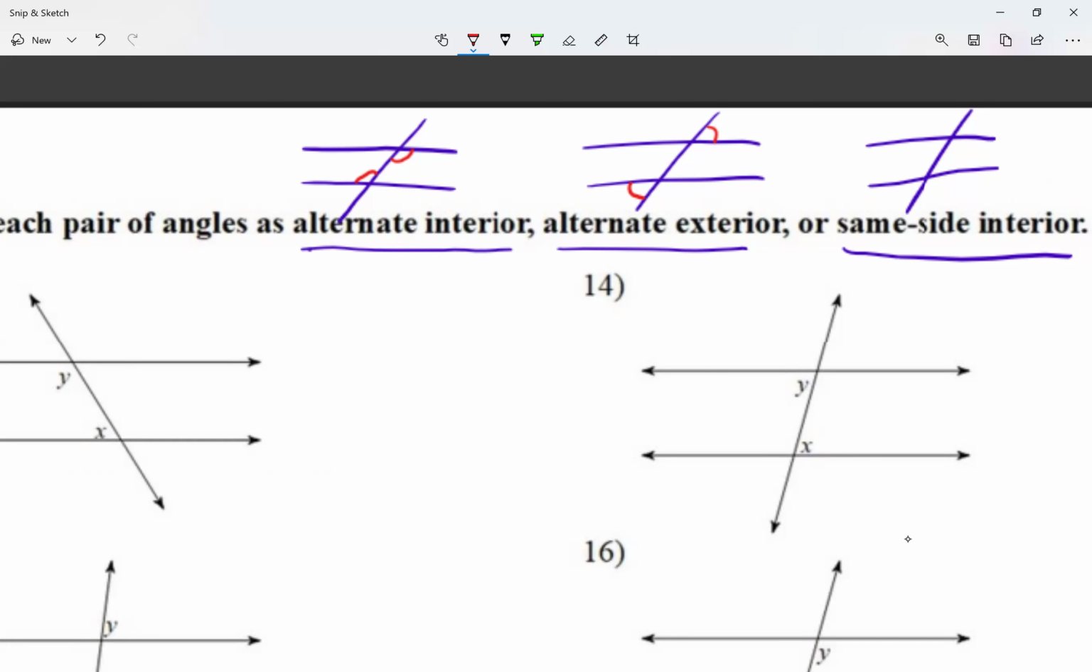Now I'm going to say alternate interior and alternate exterior: these two angles are equal to each other. So whenever I'm dealing with them, they are equal to each other.